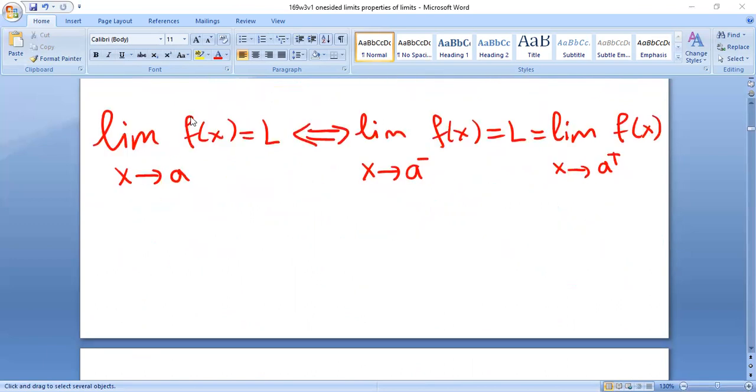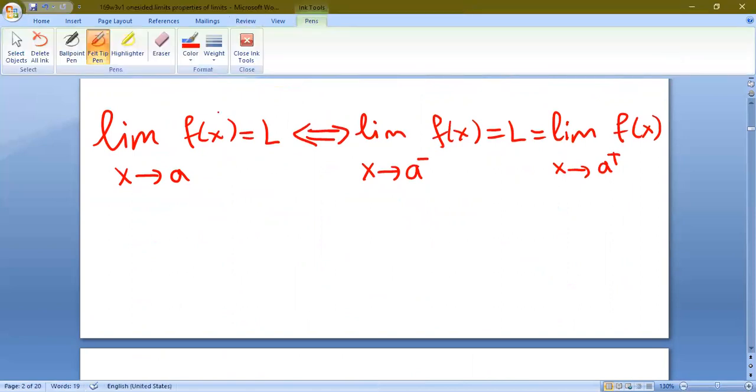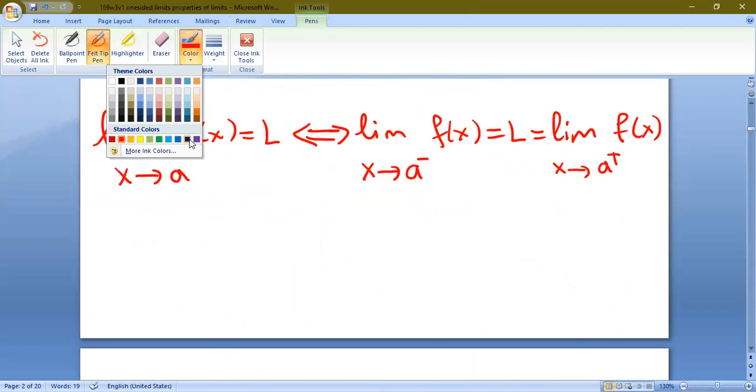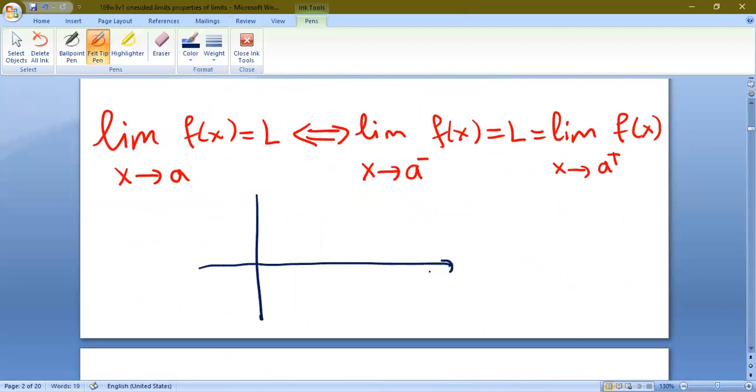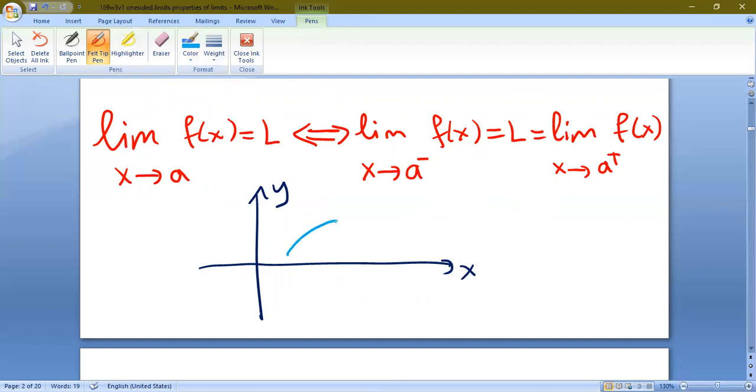So let's say we have some function, let's say y, x, and let's say we have some graph like this. When x goes to a from the left and from the right, the outputs are getting close to L. Then we say that the limit is L.